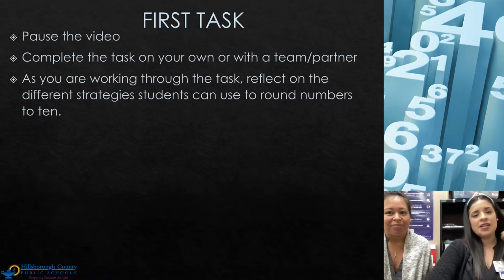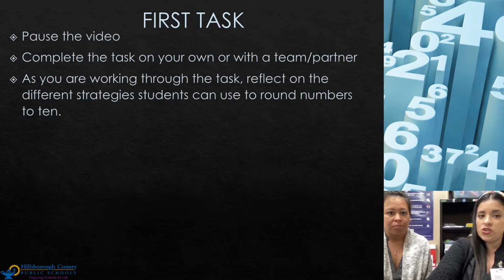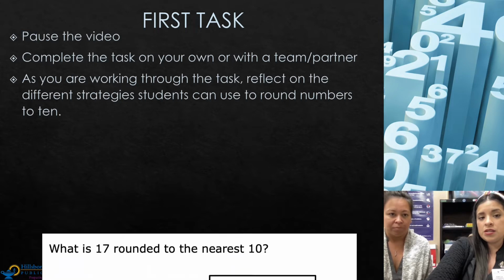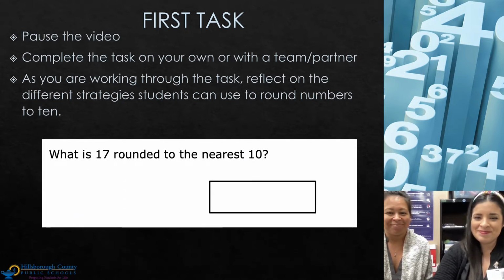Before we begin diving in, you're going to begin with a task. When the task appears, pause the video and complete the task on your own or with a partner. As you work, think about how you would use different strategies, manipulatives, or tools to solve the task. So here's the task. Go ahead and pause the video, and we'll see you back when you're done.